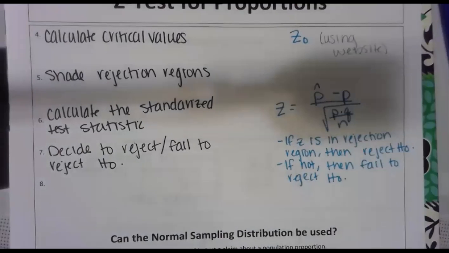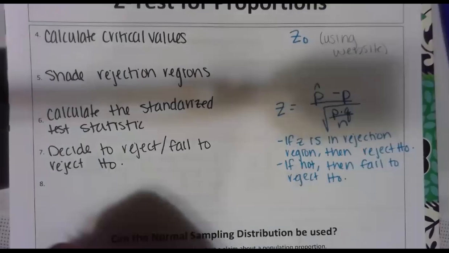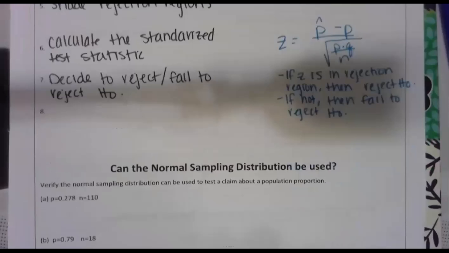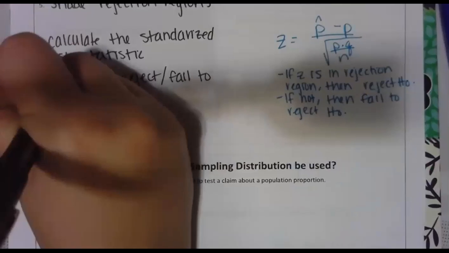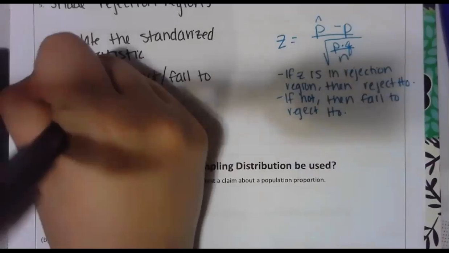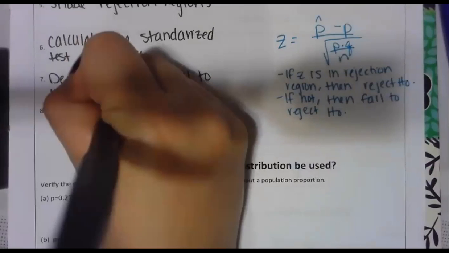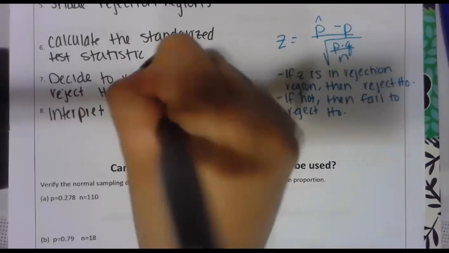All right, then this leaves you with step number 8, which should be familiar. You need to interpret the decision that you make in words.